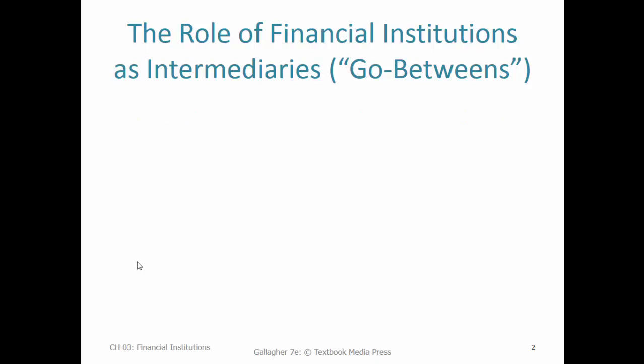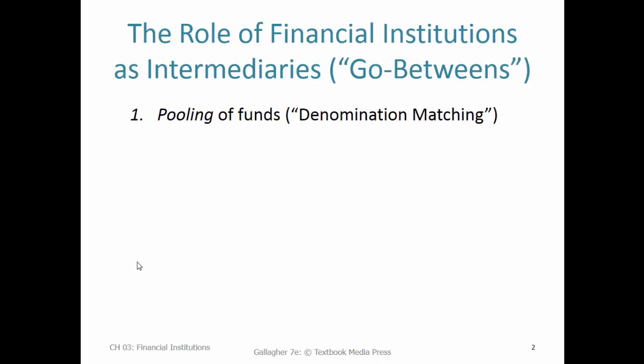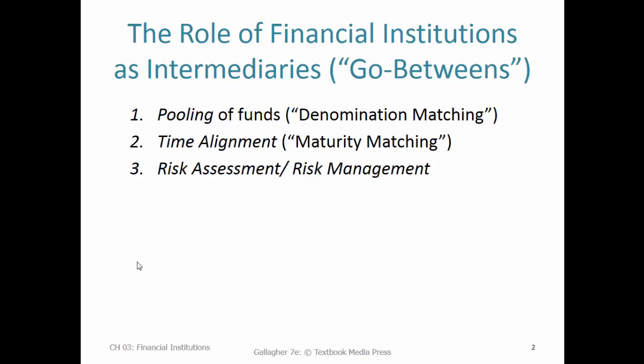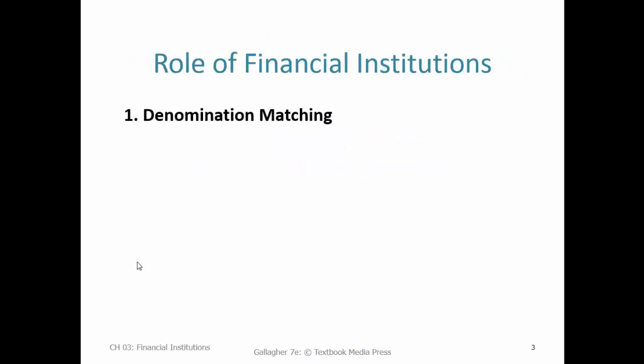There are three aspects of this intermediation process that we want to focus on. One is what we call pooling of funds, or the fancy term in the textbook, denomination matching. And then time alignment is a term I came up with, or maturity matching is the fancy jargon term. And then risk assessment and risk management. So we'll take a closer look at each of these in turn.